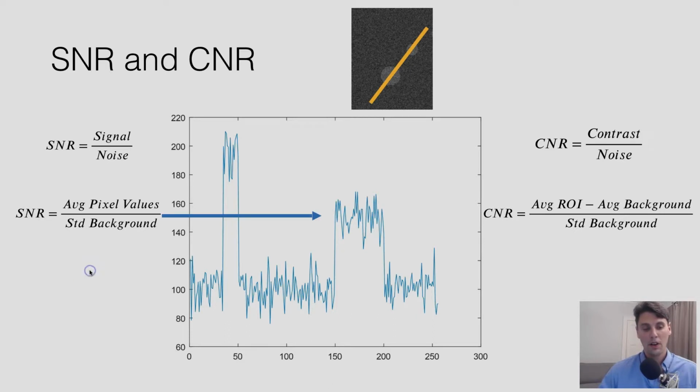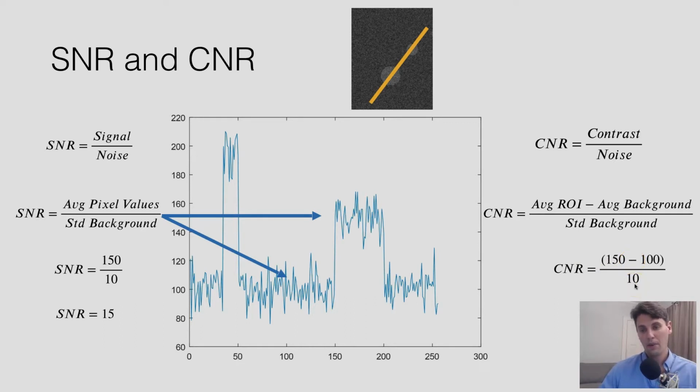So here, our SNR is about 15, because we have a standard deviation in the background of about 10, and our average value was about 150. Meanwhile, for the CNR, we take that 150 and subtract the 100 in the background. That gives us a value of 50, and then we divide that by the 10 noise. So our contrast to noise ratio is 5. That's more often what they're concerned with: how well you can determine the contrast from the background.